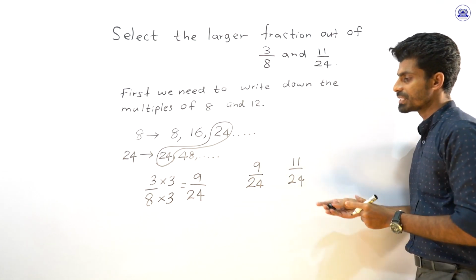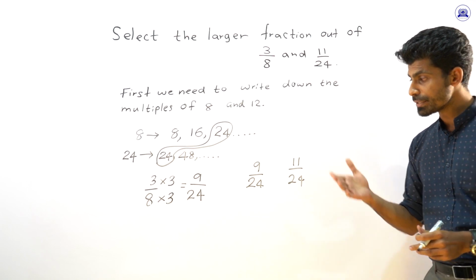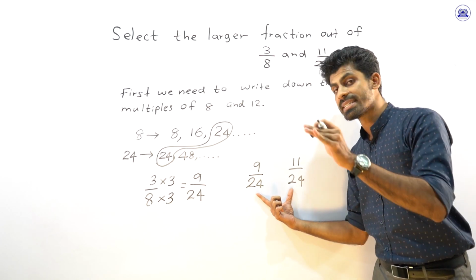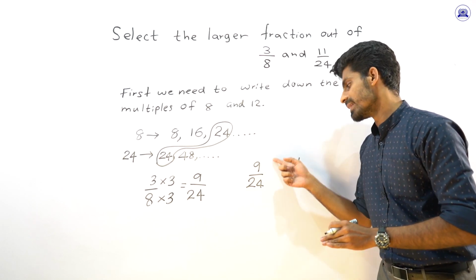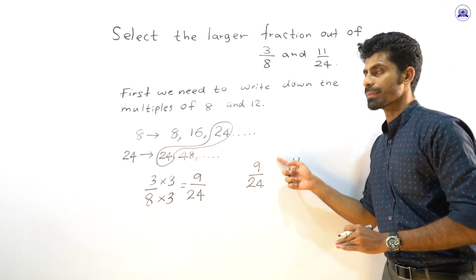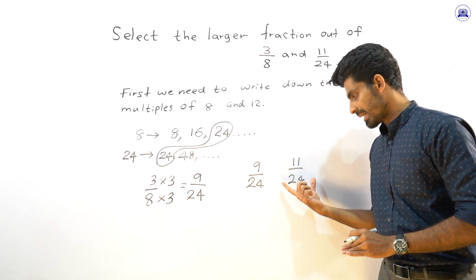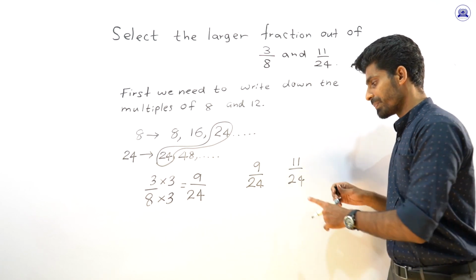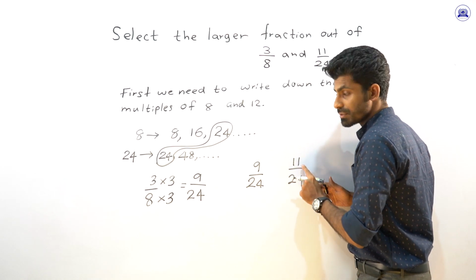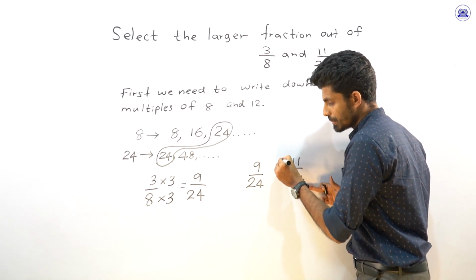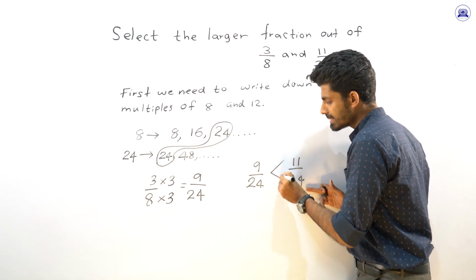My dear students, this one is now very easy. We know that the denominators are the same. Which one is the largest one? This one is the largest one. So you can easily write that this one is greater than this one. So how can you say the answer, right?